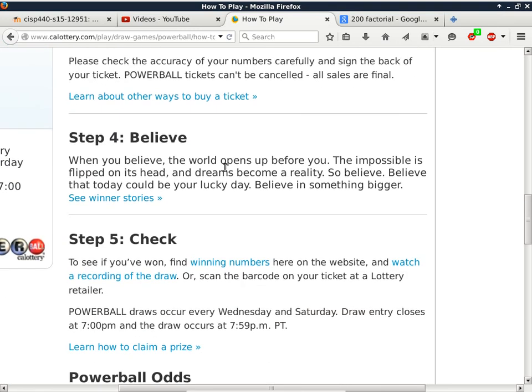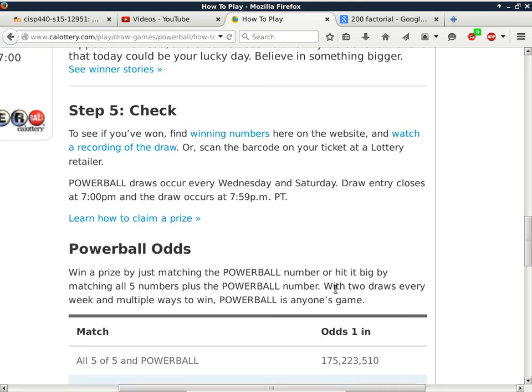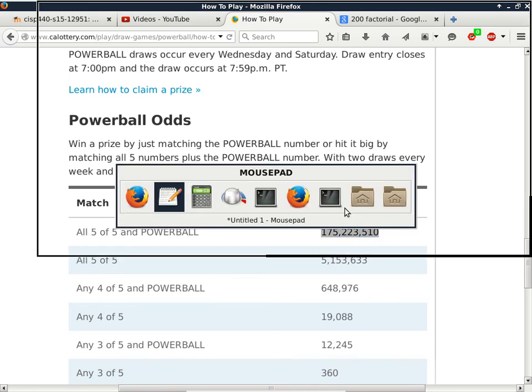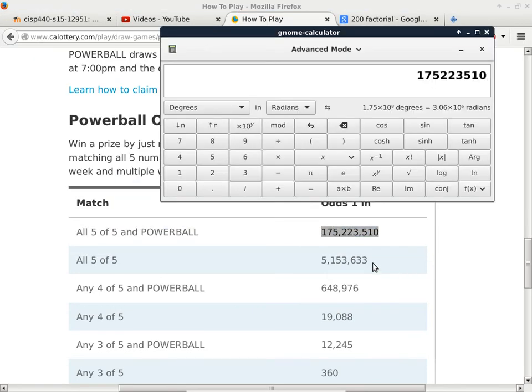Oh yeah, I like that step forward right there. And I think it comes up with the odds too. There we go. So the odds, which is 1 in a number, I think that is exactly the number that we came up with. Yep, there we go. So we just verified the information on the Lotto site.